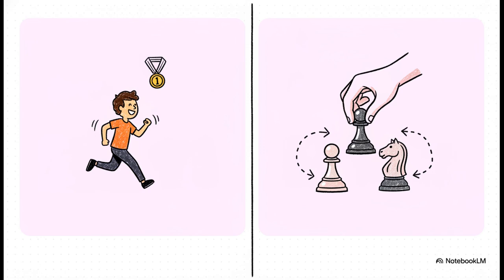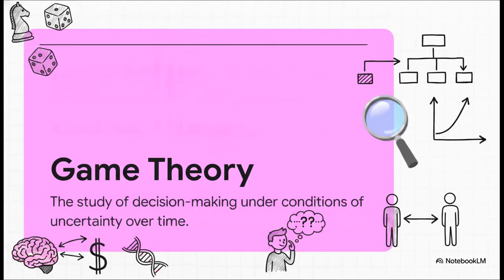Instead, we're talking about strategic interactions. Think of a complex game of chess. In these scenarios, your opponent's choices directly influence your outcomes, and your moves have to constantly adapt to theirs. And that brings us to the formal definition. Game theory is essentially the study of decision-making under conditions of uncertainty over time, using mathematical models of strategic interactions.